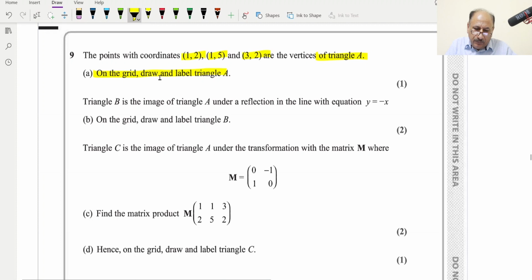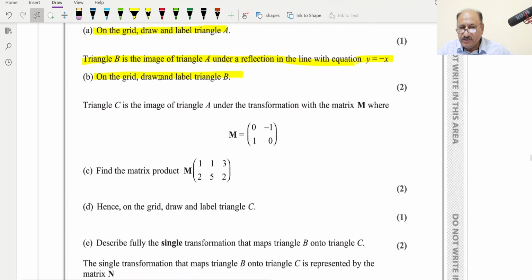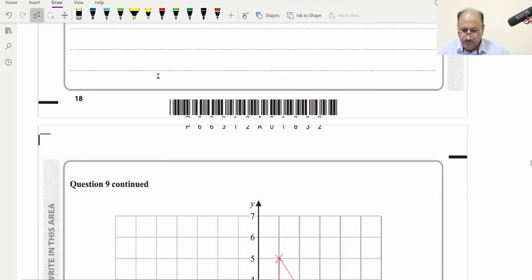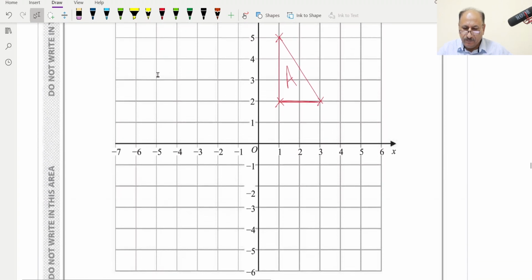Then second part, triangle B is the image of the triangle A under the reflection in the line with the equation y is equal to minus x. On the grid, draw and label the triangle B. So y is equal to minus x line. Where is y is equal to minus x?